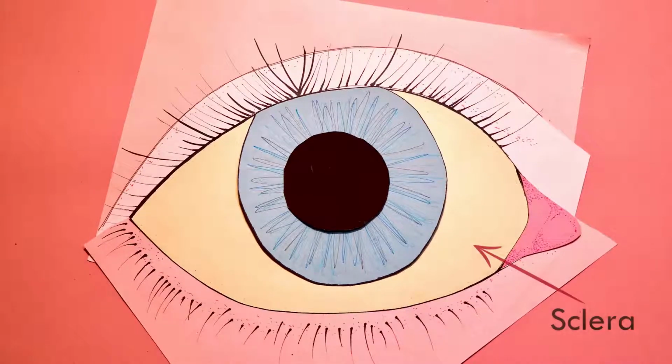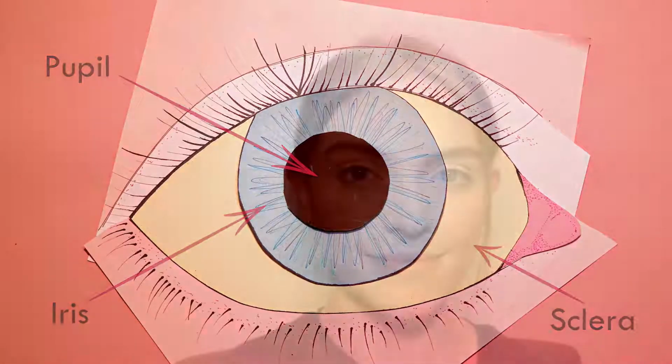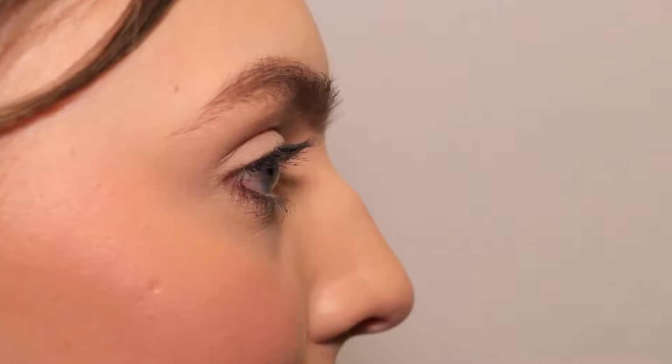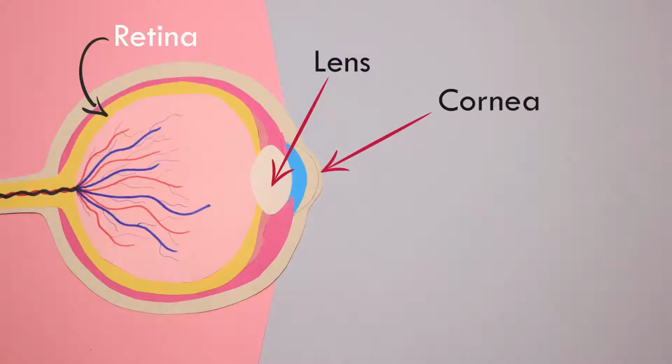The fibrous coat called the sclera provides protection and form. The iris controls the diameter of the pupil and therefore helps to control the amount of light reaching the retina, where electrical signals are sent to the brain via the optic nerve. As we look further into the eye, we can see the lens, located directly behind the iris, where it acts to focus light onto the retina. The cornea is found in front of the iris and also aids in transmitting light onto the retina.